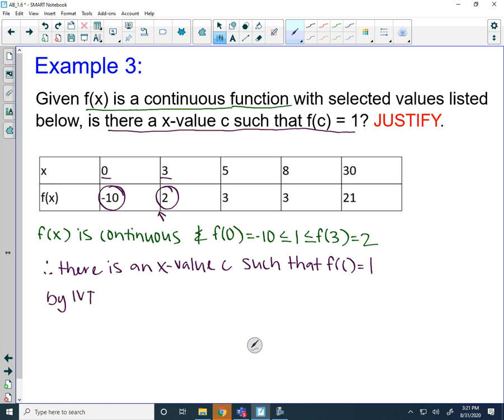So when I'm looking at your IVT problems, I'm counting up to 4 things that need to be mentioned. We need to state the function's continuous. We need to show this inequality is true. We need to actually answer the question. My recommendation is always regurgitate the question asked. So it said, is there an x value c such that f of c equals 1? Yes, there is an x value c such that f of c equals 1, and state the theorem. So I'm counting up to make sure those 4 things have been written down. I know that's a lot.